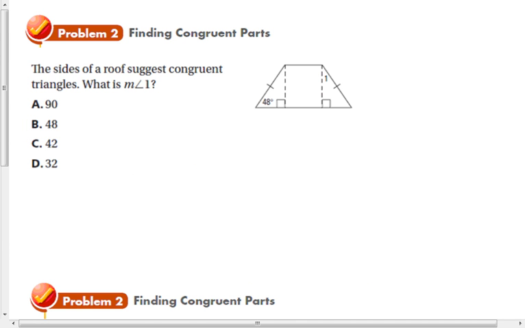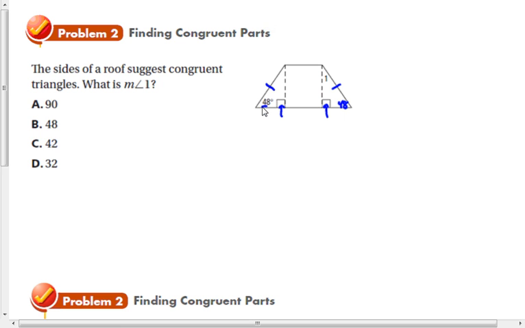All right, so finding congruent parts. So the sides of the roof suggest congruent triangles. What is the measure of angle 1? So what they're saying here is we have this 48-degree angle. It's congruent to this 48, so that's a 48-degree angle. Obviously, these sides are congruent because they're marked that way. All right angles are congruent. And so we want to know the measure of angle 1.